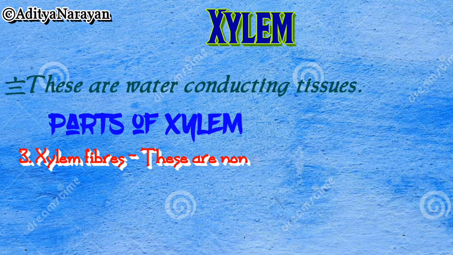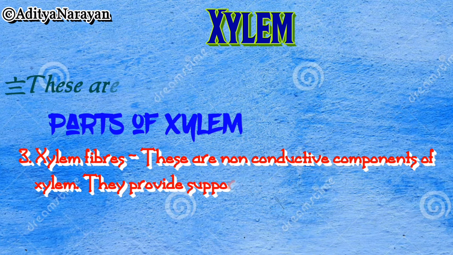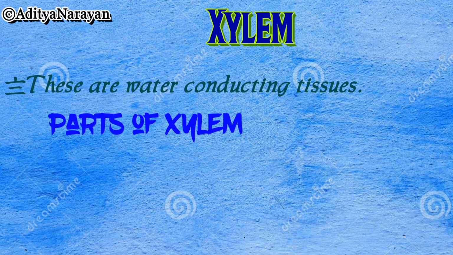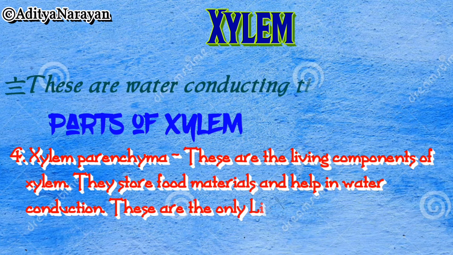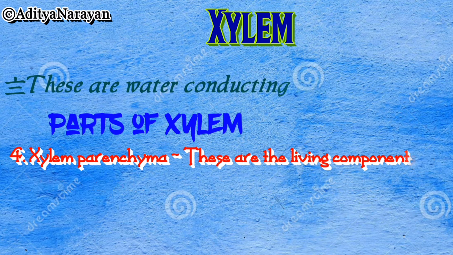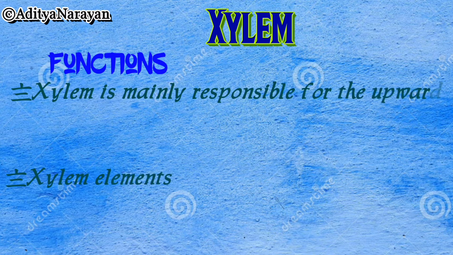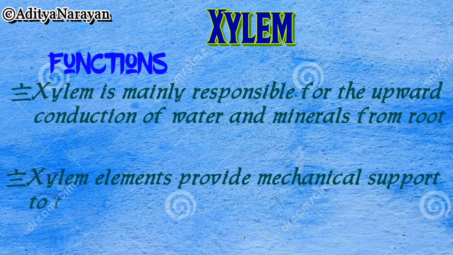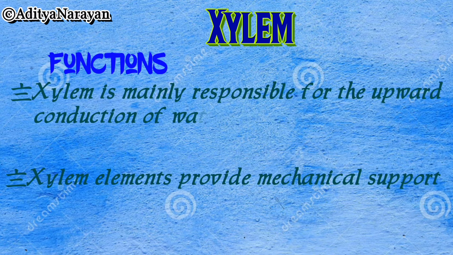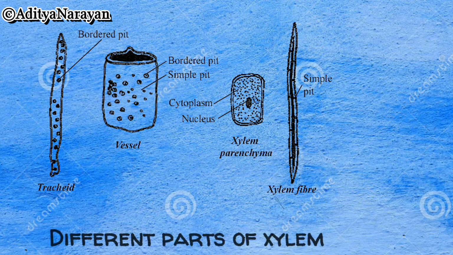Xylem fibers. These are non-conductive components and provide support to xylem. Xylem parenchyma. These are the only living components of xylem. They store food materials and help in water conduction. Functions of xylem are: xylem is responsible for upward conduction of water and minerals from root to leaf. Xylem elements provide mechanical support to the plant body. These are the different parts of xylem.